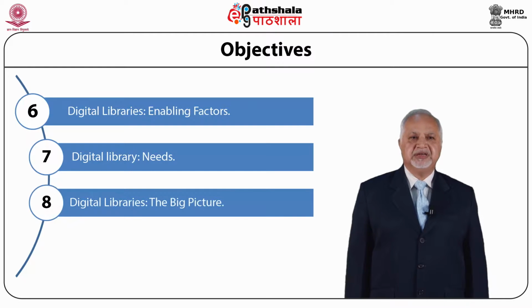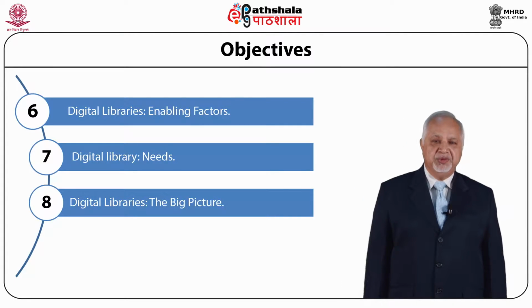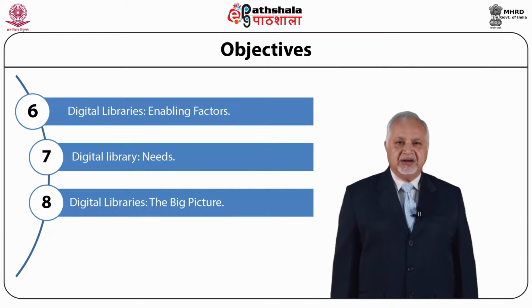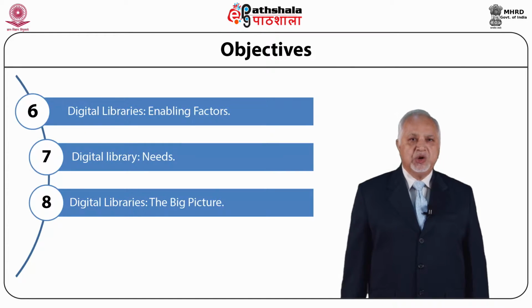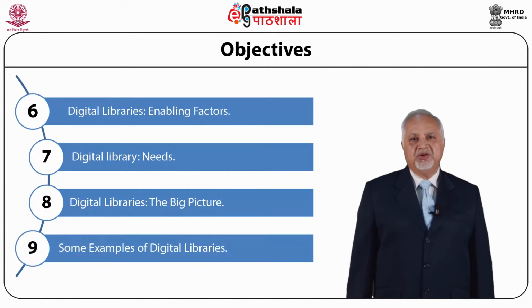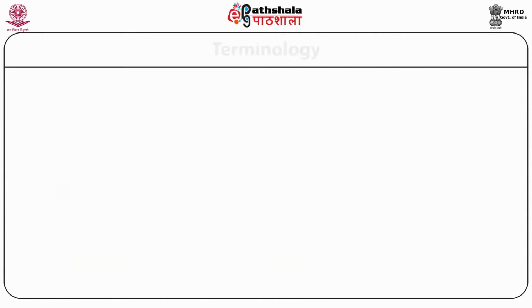The big picture of digital library with important components like network, like computers, like digital collections that it holds, and other technologies that support digital libraries. The big picture of digital libraries with important components. Finally, examples of commercial, non-commercial, open access and federated digital libraries would be given in this module.